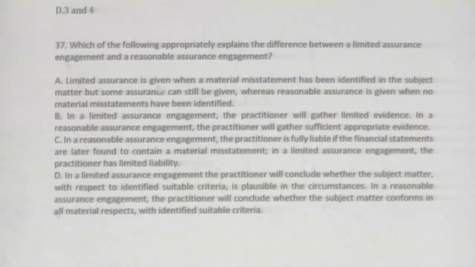First one. Limited assurance is given when a material misstatement has been identified in the subject matter, but some assurance can still be given, whereas reasonable assurance is given when no... that is not correct, right. We can't say no material misstatement, there will always be some. In limited assurance, the practitioner will gather limited evidence, okay. In reasonable assurance, the practitioner will get sufficient appropriate evidence, right. Yeah, that looks correct, but we have to see which of the following best explains the difference, right. What is the best explanation, we have to see. So, someone can argue that even B looks right.